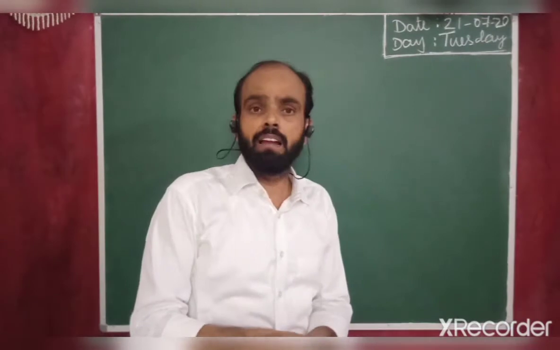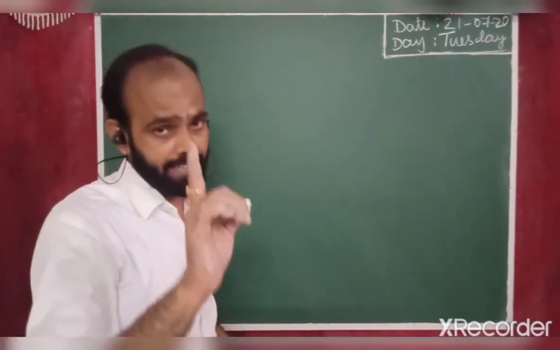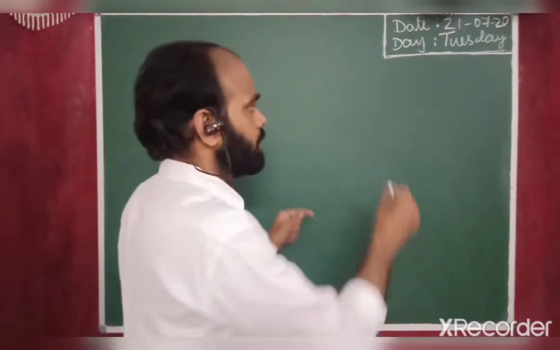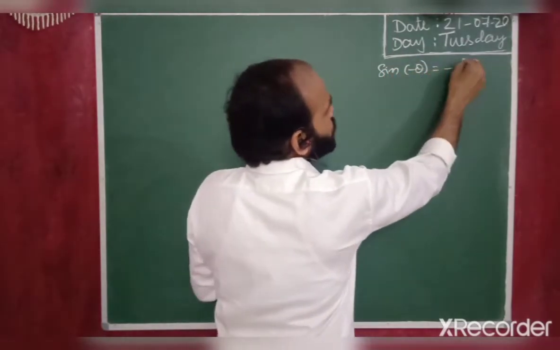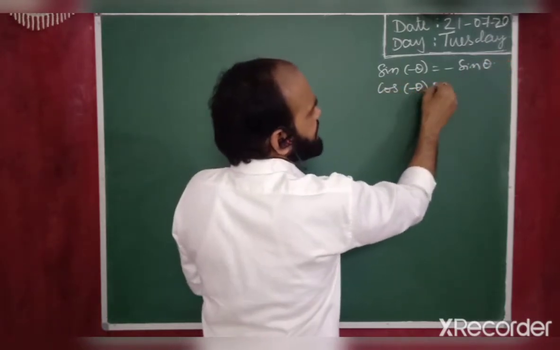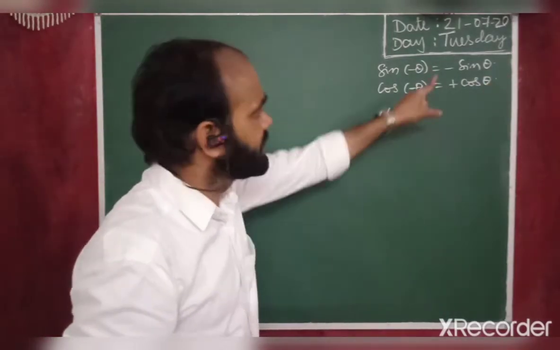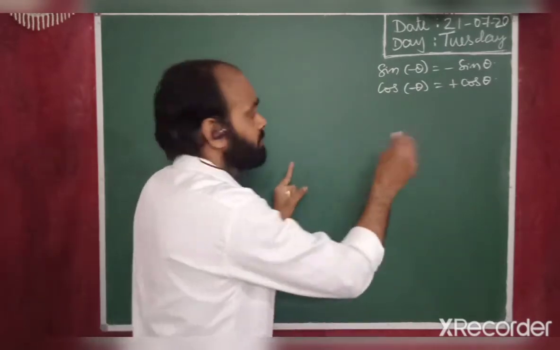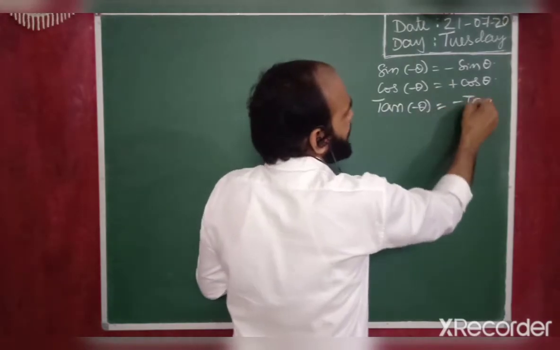So now let me recall whatever we have discussed so far. We have discussed the trigonometric ratios of negative angles, and we have discussed the trigonometric ratios of complementary angles also. So let us summarize. Sin of minus theta is equal to minus sin theta. Cos of minus theta is equal to plus cos theta. We know the reason why. Whenever the opposite side is involved, there will be a change in the sign of the ratio. This is tan of minus theta is equal to minus tan theta.